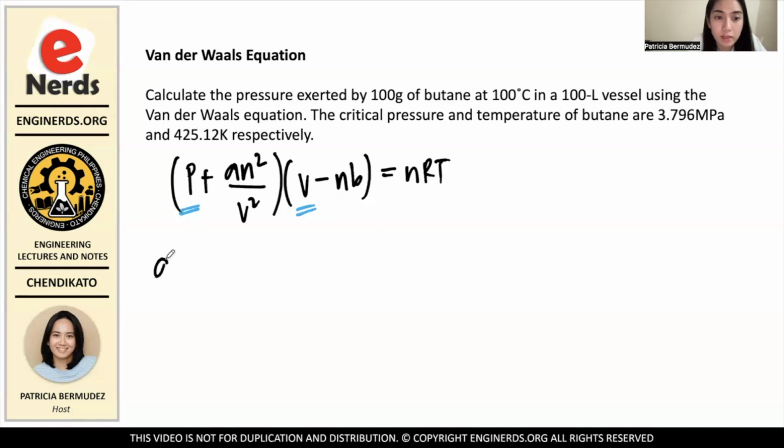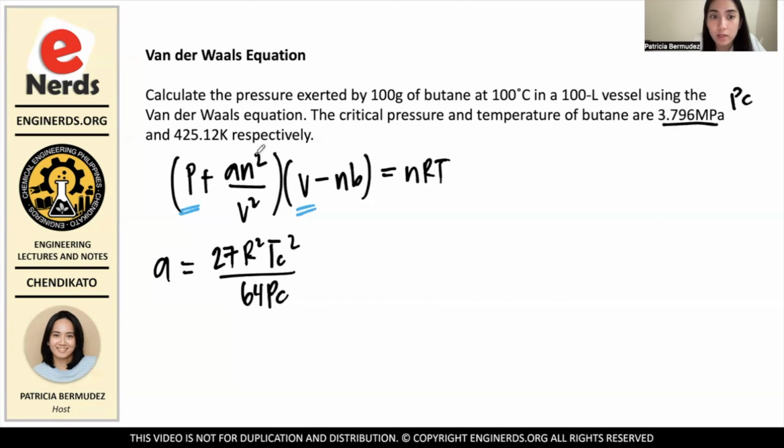So our a is specific for every gas, and this is given by 27 R squared Tc squared over 64 Pc. So what are our Tc and Pc? This one is the critical temperature, and this one is the critical pressure. And here, it is given in the problem. This is our Pc, and then this is your Tc, your critical temperature. Okay? And then our b, on the other hand, is given by R Tc over 8 Pc.